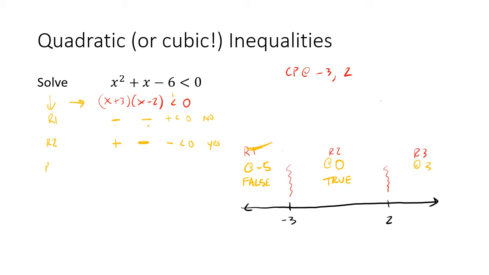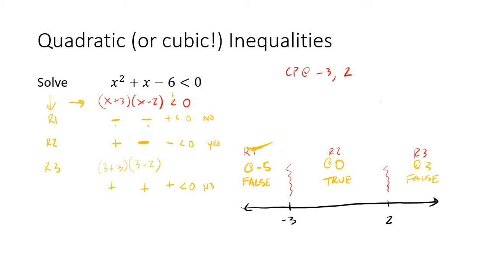So if we plug in for region 3, we're plugging in 3, we'd have, just to write this out, 3 plus 3, we'd have 3 minus 2. Okay, I know that this is 6 and this is 1, but it's a positive number and a positive number. Positive times a positive is a positive. Positive numbers are not less than 0, so this is false over here.